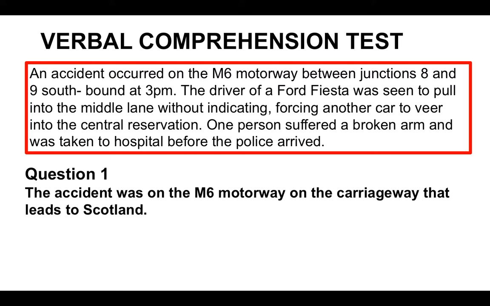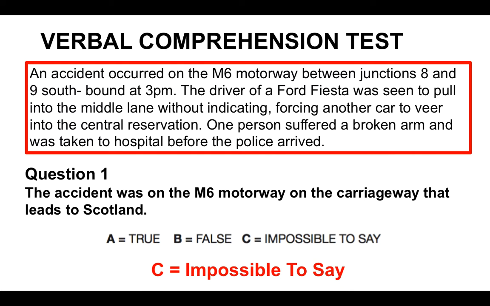Question 1. The accident was on the M6 motorway on the carriageway that leads to Scotland. Well, it was on the M6 motorway, but how do we know whether it was on the carriageway that leads to Scotland? The statement doesn't provide us with that information. So is that true, false, or impossible to say? The correct answer is C, it's impossible to say. We don't know that the carriageway leads to Scotland, because the information is not there.